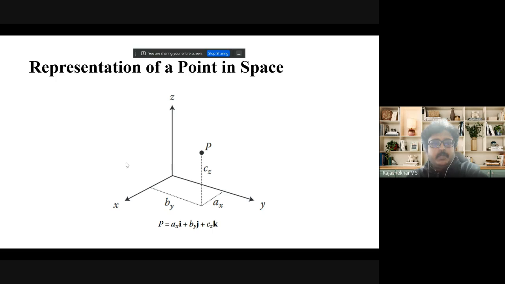Now we are getting into the math of the transformations to arrive at the forward kinematics equations. This is very simple. There's a point in space. This is the x direction, y direction, and z direction. This is ax, by, the value of how many units it is on the y-axis, and how many units it is on the z-axis, this is cz. This is represented using unit vectors i, j, and k, and the point in space, P, is represented as axi, byj, and czk, all added together. This is the representation of the point in space.